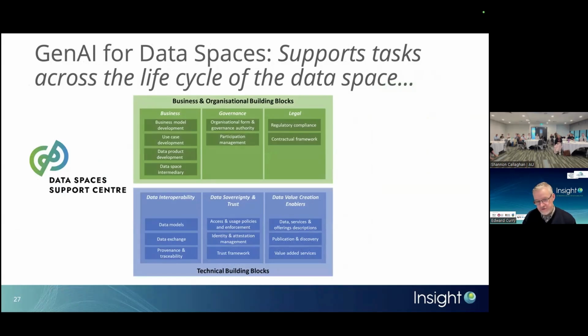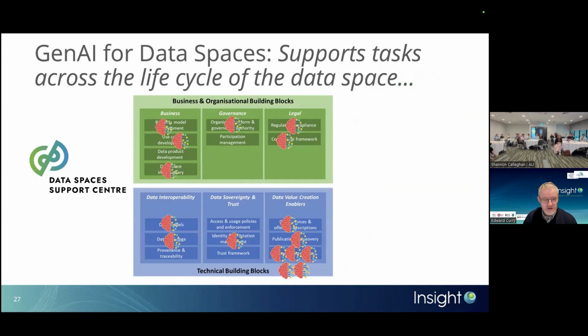And what we found here is that when we look to see, well, is there a role here for generative AI approaches to be able to help in the delivery or the implementation of those blocks? What we found is that yes, for the technical building blocks, there's lots of areas where generative AI techniques can help. But interestingly, on the business and organizational side, there's lots of areas where generative AI tools can help to support that as well.